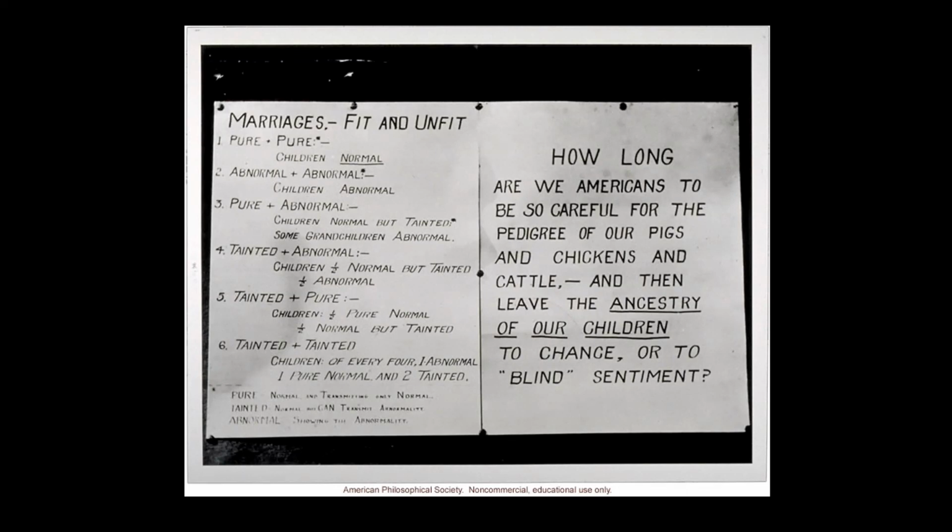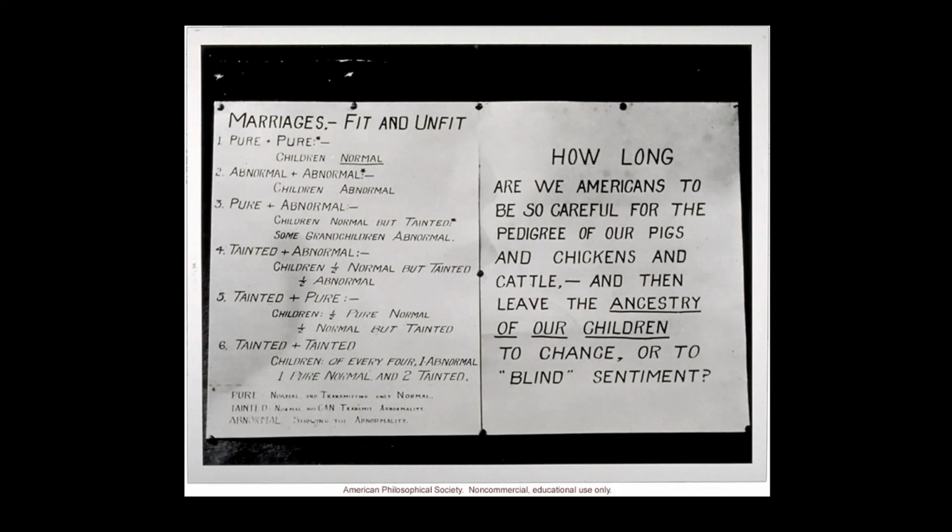And they should say impure and impure, but we move to this language of normality and abnormality, right? Abnormal and abnormal marry, well, their children are going to be abnormal. And if you get a pure and an abnormal to marry, the children are normal but tainted, right? Meaning some of the grandchildren will be abnormal. And these things will carry.